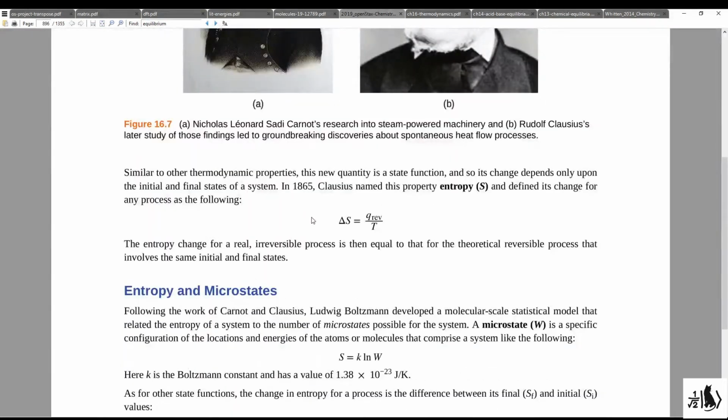And we see this Q rev, reversible process, sort of buried in this equation from the last video. Delta S is equal to Q over T. It says here that the entropy change for a real irreversible process is going to be equal to that for the theoretical reversible process that involves some final and initial state.